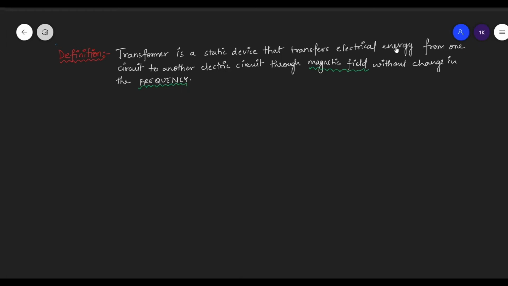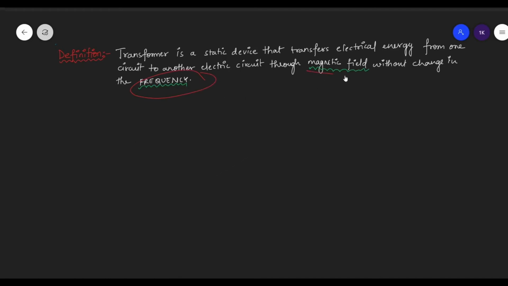without any physical connection by means of magnetic field. And the main important thing you have to remember here is that all these things, that is transferring of electrical energy from one circuit to another electric circuit, is done without changing the frequency. This could be one of your Viva questions. So remember that, without change in frequency.